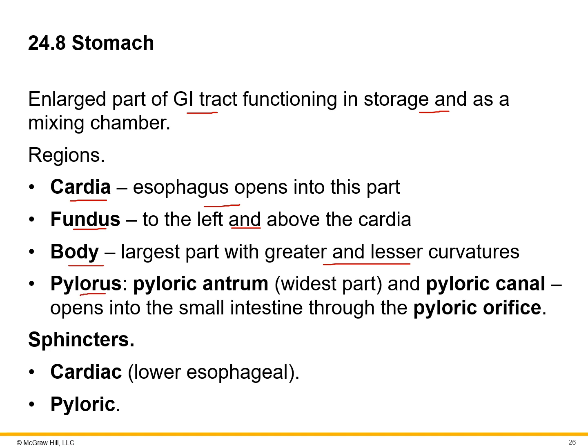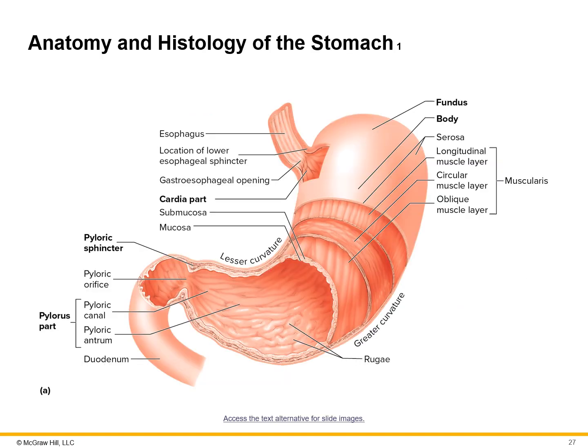And then the pylorus, made up of the pyloric antrum, which is the widest part, and the pyloric canal that opens into the small intestine through what's called the pyloric orifice. And then we have two sphincters here as well. We have the cardiac, which is the lower esophageal, and the pyloric sphincter that then opens into the small intestine.